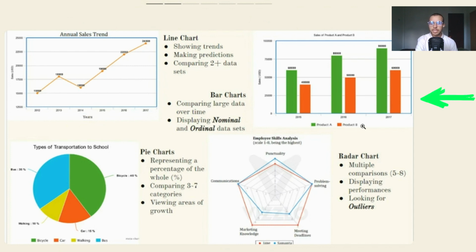The next one is a bar chart. You will also see this quite a lot. The good thing about a bar chart is we can compare two or three, even four categories. Here we have just two, product A and product B. Another great thing about bar charts is that you can display nominal and ordinal data sets.